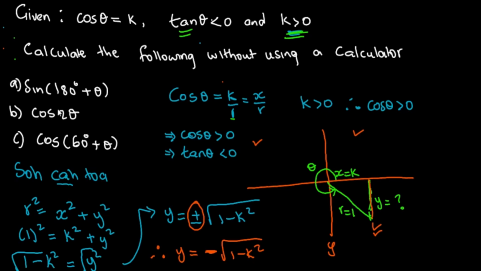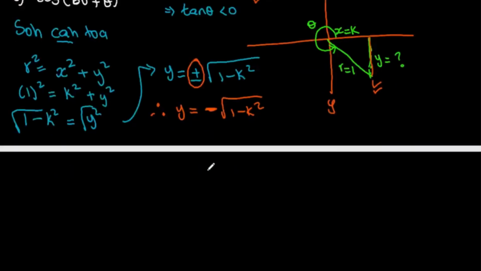The first question wants us to find the sine of 180 plus theta. So let's first redraw our diagram. Let's bring our diagram down here. So remember on this diagram, we said that we have, okay, let's quickly fix this. Okay, so I'm going to quickly draw my diagram like this.